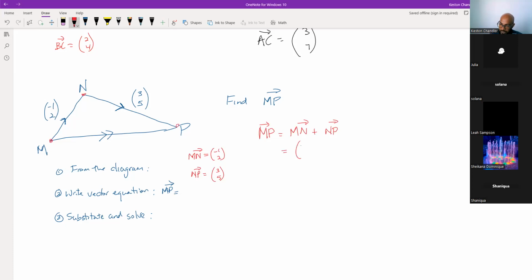MN is given as -1, 2. NP is given as 3, 5. So if we add these, -1 plus 3, 2 plus 5, what will we get? 3 take away 1 is 2, 2 plus 5 is 7. MP is equal to 2, 7. Did everybody get that?